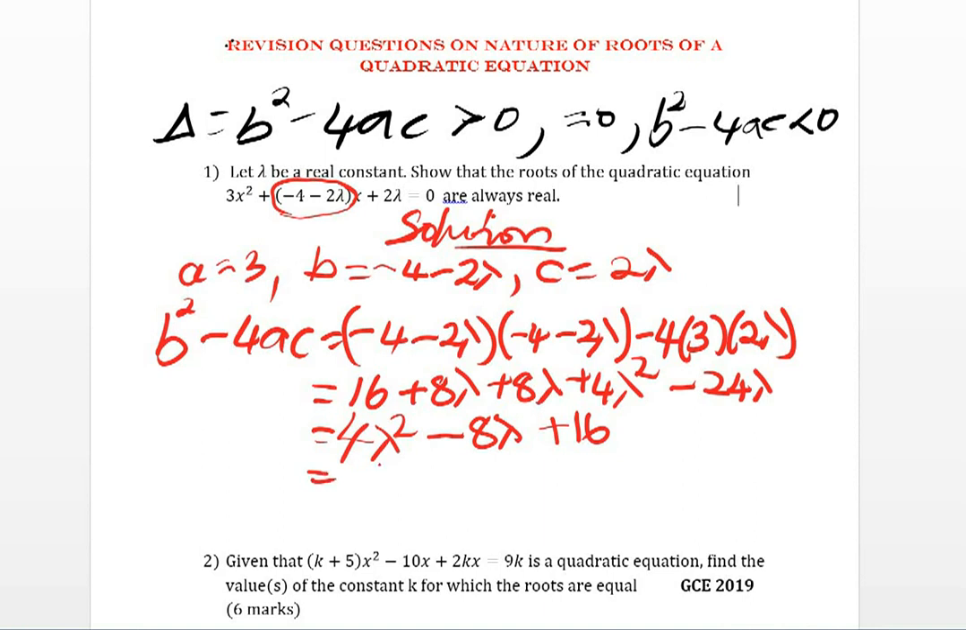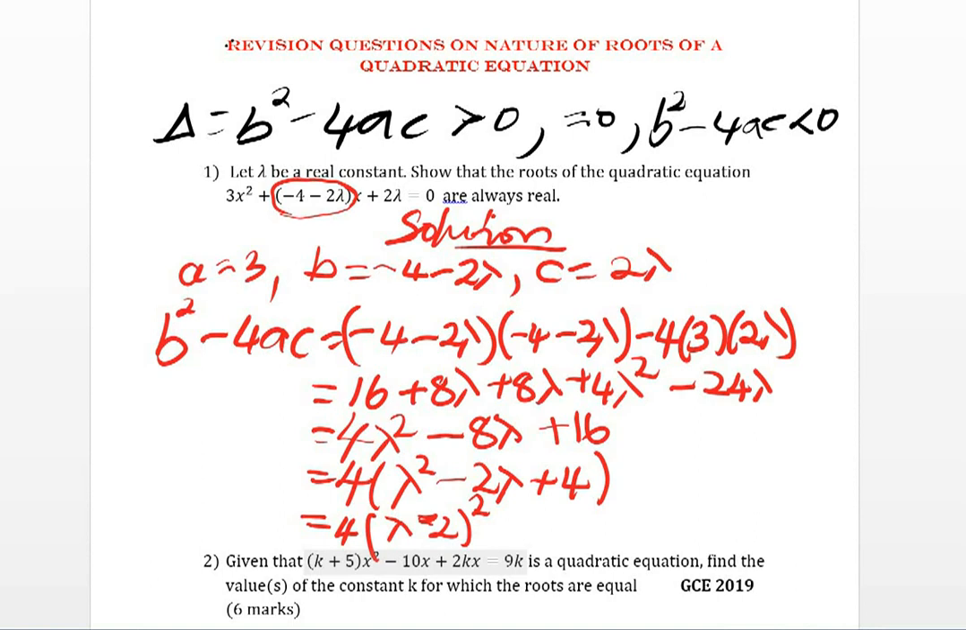Now what do we notice here? That 4 is common. So we have 4 times lambda squared minus 2 lambda plus 4. Now, observing this, you notice that lambda squared minus 2 lambda plus 4 is simply lambda minus 2, all that squared. Hope we are able to notice that well.